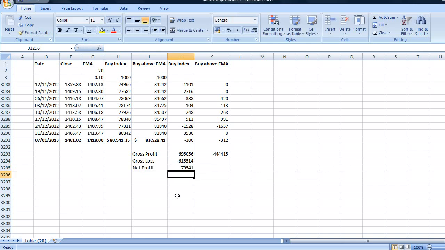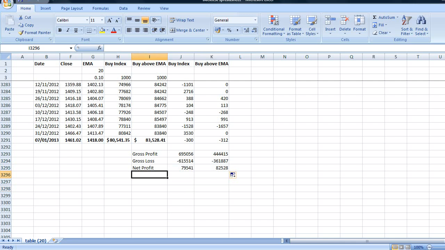Okay, so we can see here that the net profit is exactly the same as it is here, minus the $1,000 that we started our account with. Okay, so we can just copy these across, and there we have the equivalent values for the buy and hold and the buy above the exponential moving average.